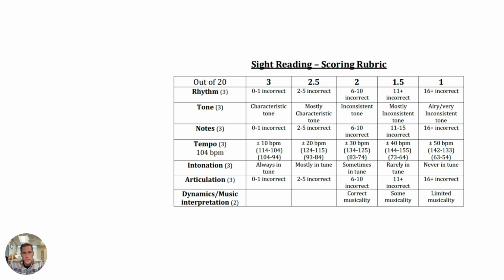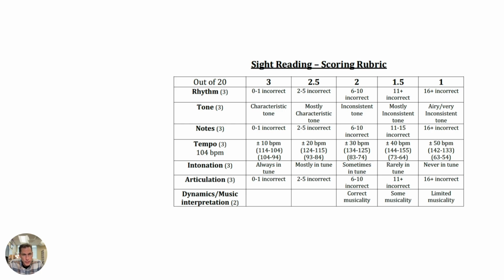Rhythm, we've got 3 points, you get 0 to 1 incorrect rhythms. Or, you go down the road here, 16 plus incorrect rhythms. I think by that point, the judge has stopped counting and will just give you a 1 at a certain point for that. Characteristic tone. Again, your tone should be consistent throughout the whole thing, right? Your tone doesn't change that much depending on what you're reading. And so just make sure that you're always playing with your best tone.